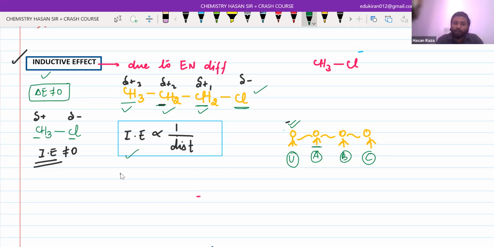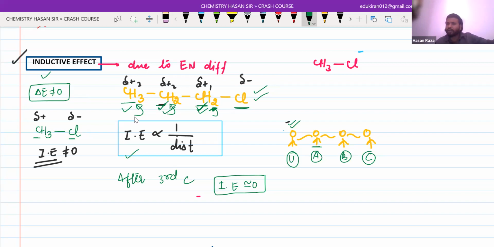And always remember that after the third carbon, the inductive effect is almost equal to zero. Are you getting my point? Chlorine can easily attract electron from here and here too, but the force with which chlorine is attracting electron from this carbon will be lesser here, then very, very less here, and at the fourth carbon it is almost zero.